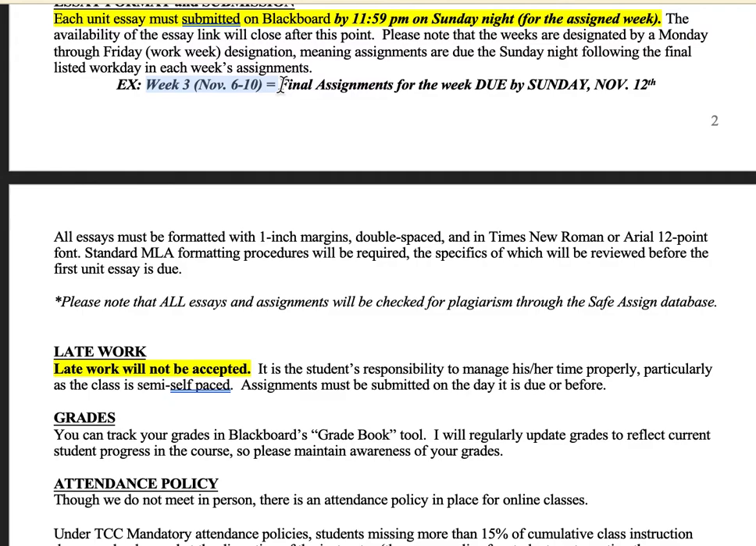MLA formatting is required for all essays. Now, blogs and discussion boards, you don't need to write full MLA. That's okay. You don't have to do the header and everything else. Those you can submit just as text files. That's fine, or as text submission, as you'll see.